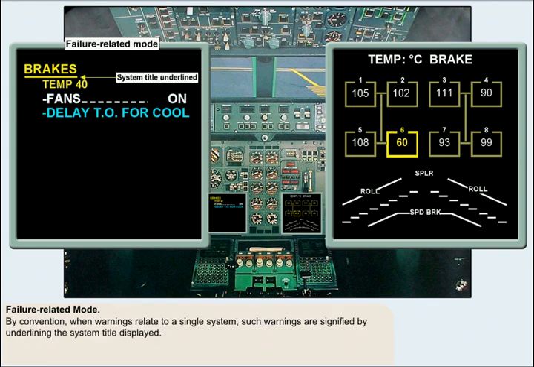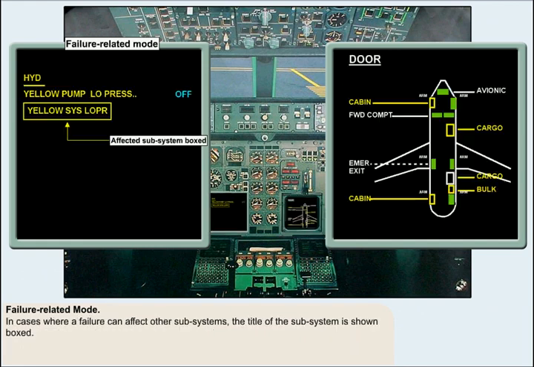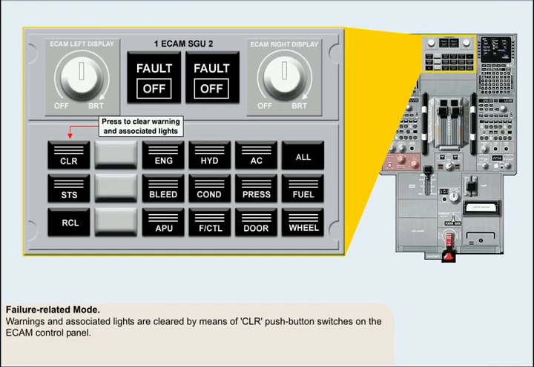In this example, the failure-related mode warning relates to a single system, and by convention, such warnings are signified by underlining the system title displayed. In cases where a failure can affect other subsystems, the title of the subsystem is shown boxed, as is shown in this example. Warnings and the associated lights are cleared by means of clear push-button switches on the ECAM control panel.